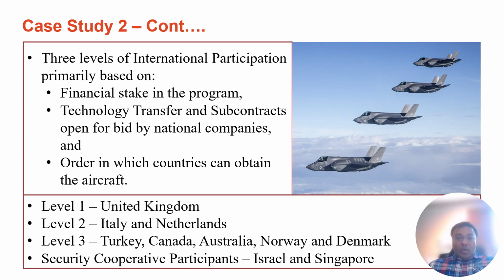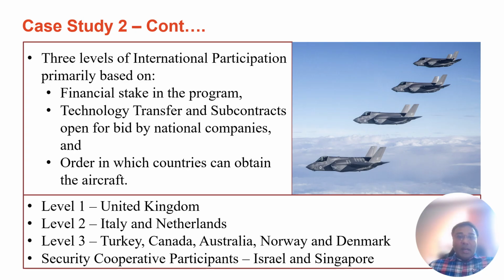So what do we know about this? It's a global procurement collaboration. So the F-35 program is one of the largest multinational defense procurement programs in the history of Australia. It uses a collaborative contracting model involving multiple partner nations, each contributing funding and sharing technology access as well.